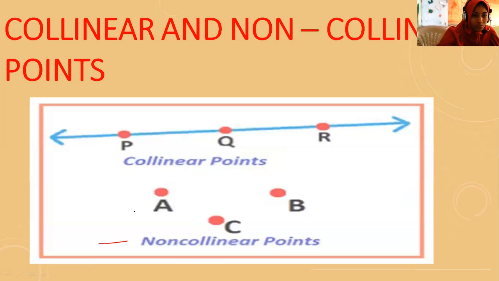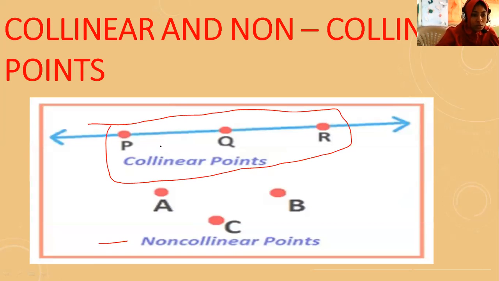See these points P, Q, R. All three points should be in one line. You can say that points P, Q, R are collinear because they are in the same line. Now A, C, B are not touching each other and are not in a line. So ACB is not collinear. It is non-collinear because they are not in a single line. These are out of the line.